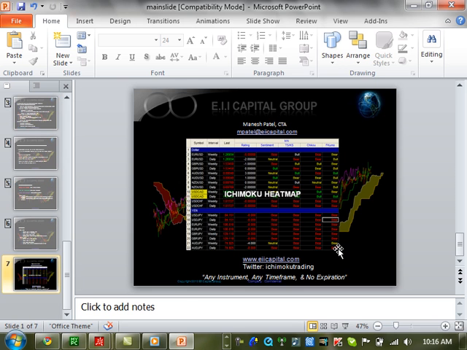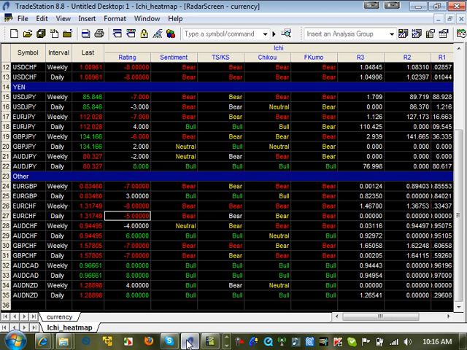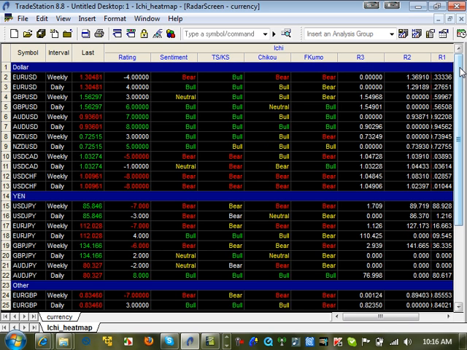So let's begin, and let's start with the Ichimoku Heat Map. Now, before I begin with the Ichimoku Heat Map, this is not something that's available as of yet. It will be in the future. We did have it on the website when we were testing it before, but we don't have it right now. The reason is we've got to set up the website and everything before we can put this on there.